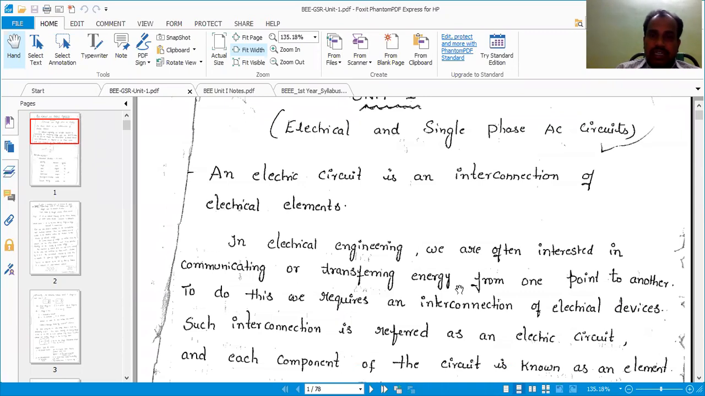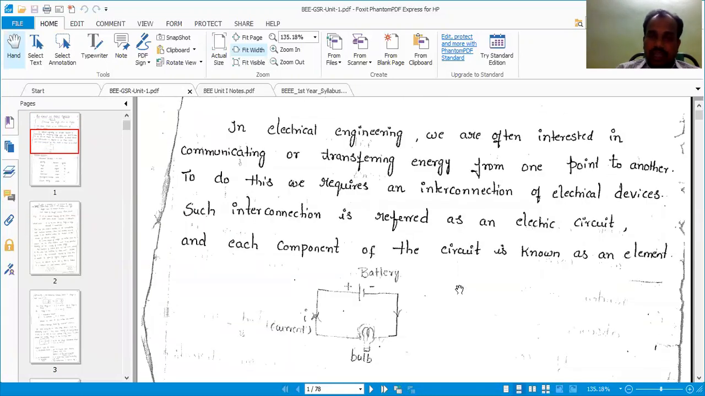In electrical engineering, we are often interested in transferring energy from one point to another point. For this, an interconnection of electrical devices is required. Such an interconnection is referred to as an electrical circuit. Each component of the electrical circuit is known as an element, an electrical element.